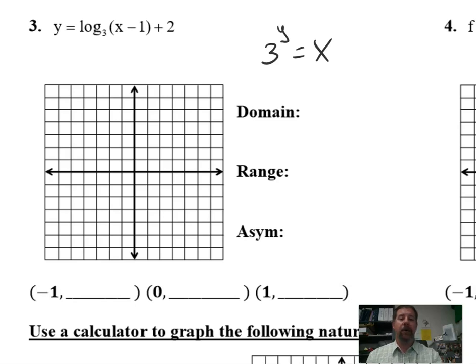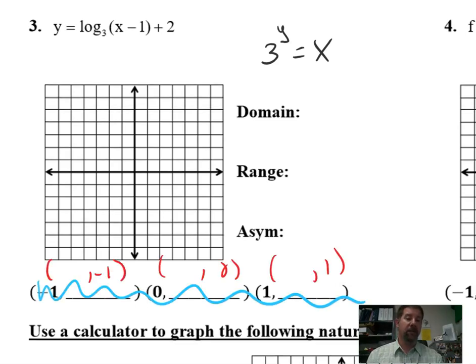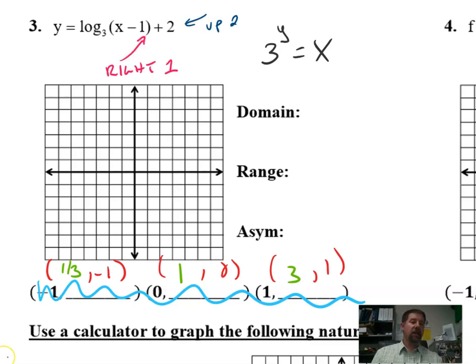Now I need to go find my points. To do that, you need to plug in for the y's, and I get 1/3, -1, 1, 0, and 3, 1. Now, I'm going to plot these points. But before I plot these points, I need to shift the origin. In this case, right 1 and up 2. And just like with exponentials, you're going to graph these points off your shifted origin. And once you have your 3 points plotted, then you can again sketch the graph, a nice exponential looking curve that goes to the side.